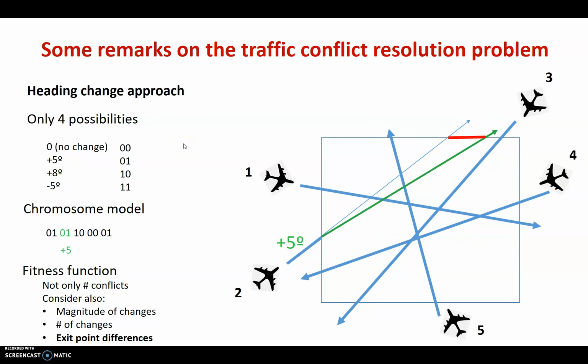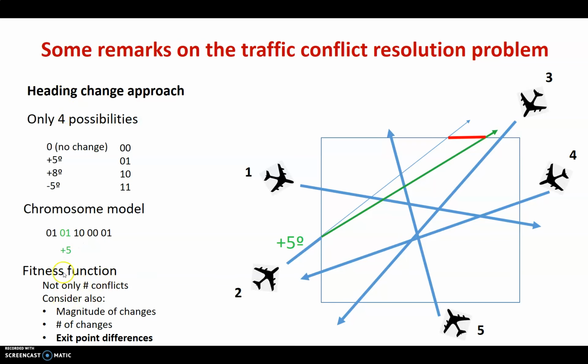This is an approach, but you have an alternative approach, that is the heading change, not the speed change. So when entering the sector, a flight can change the heading in order to avoid conflicts. Again, we can consider only a reduced number of possibilities in the heading change. In this case, only 4 possibilities. So the chromosome again will be a set of bits organized into 5 sections, because we have 5 flight plans, and in this case the change to be applied to flight 2 is to increase the heading 5 degrees in this example. Very similar to a speed change, but in this case we are talking about heading change.